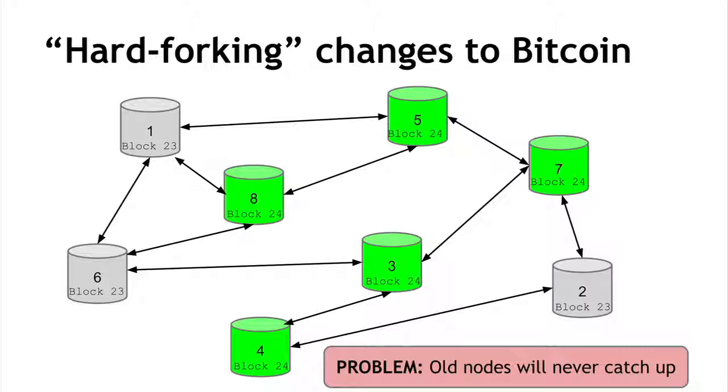So the reason it's called a hard fork is that the blockchain will split. Every node in the network will be on one side of it based on which version of the protocol it's running, and they'll never join together again. And this is considered unacceptable by the community, that old nodes would effectively be cut out of the Bitcoin network if they don't upgrade their software.